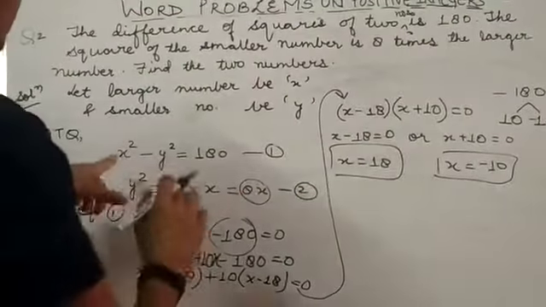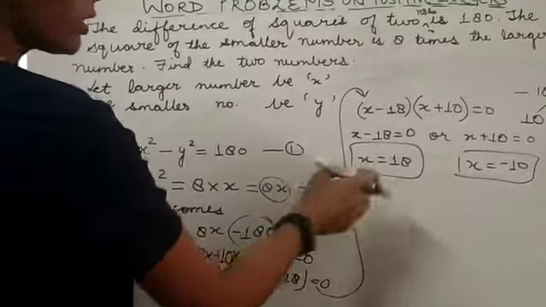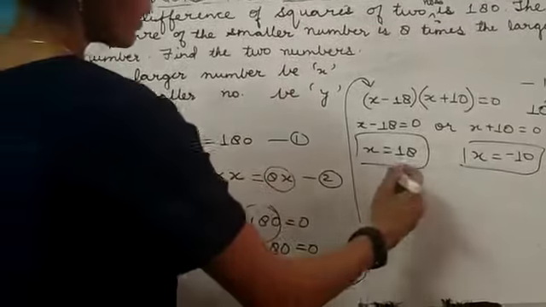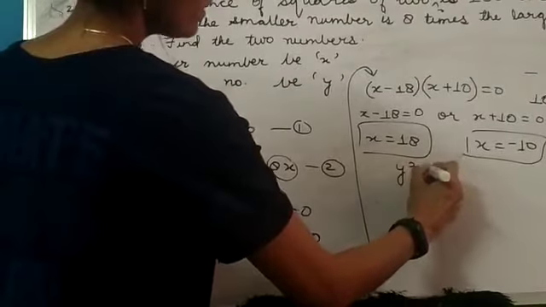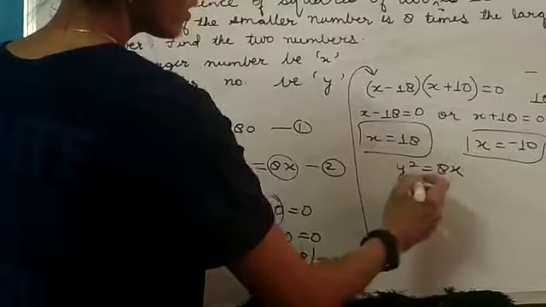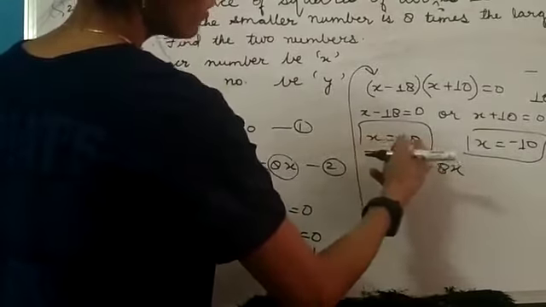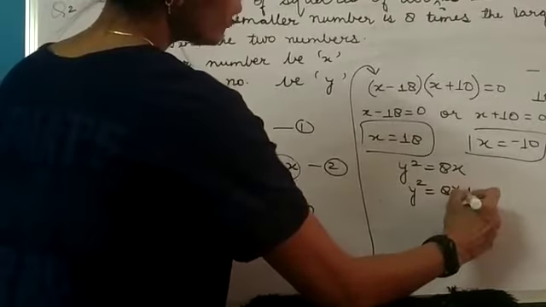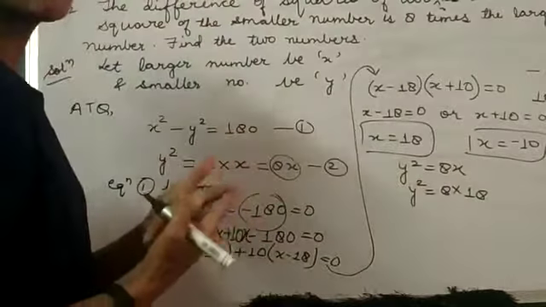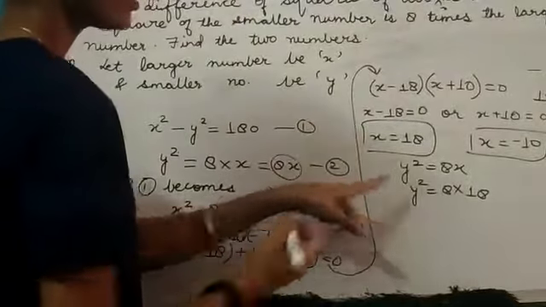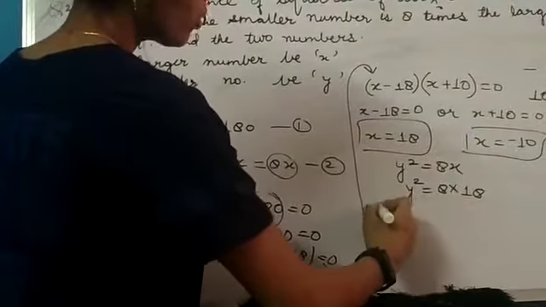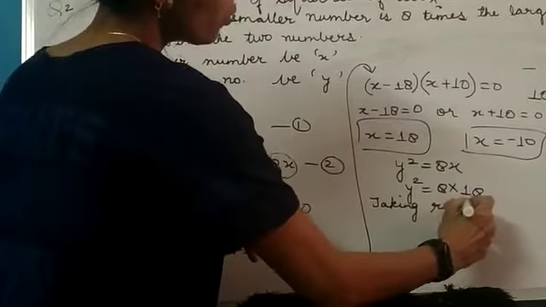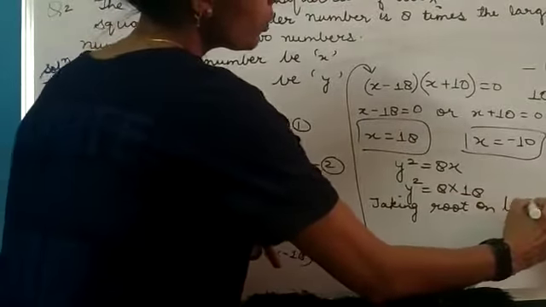I want the value of y also. So here my y square equals 8x. That means if I put the x value as 18 over here, I will be getting 8 into 18. But I need to find out the value of y, not y square. So taking square root on both sides.